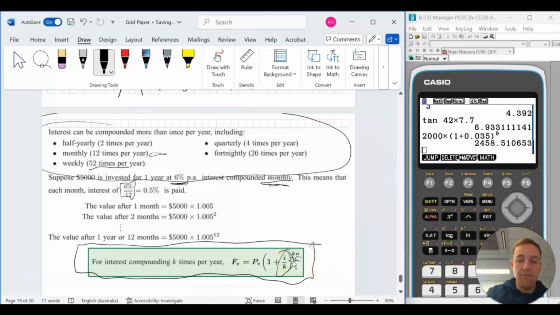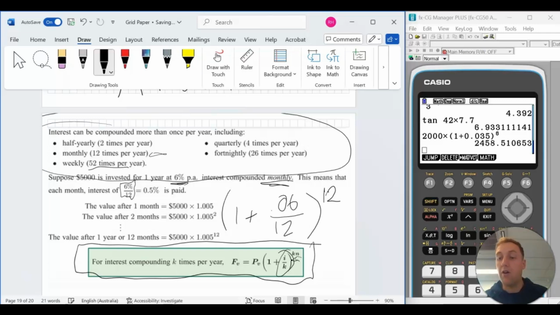So if we were to have, say, this for this question here, it would be 6 or 0.06 over 12, so 1 plus, then in brackets, because there are 12 compounding periods, it would be to the power of 12. That's where we would make that change in this scenario. Same thing goes if it was 26. This number here would be 26, and this number here would be 26. It's really straightforward stuff. We would put that into our calculator, our trusty Casio calculator, and then that would spit it out.